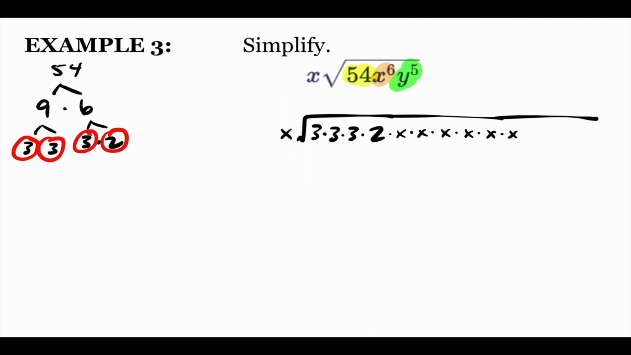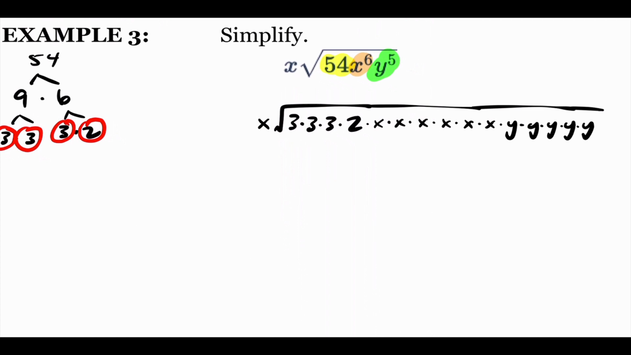y to the 5th means y times itself 5 times. That's what that means. A number multiplied by itself 6 times, a number multiplied by itself 5 times. We don't know what that is, so we use letters. That's all that means. So this guy, we're looking for pairs again. It's a square root, so I'm going to circle pairs.